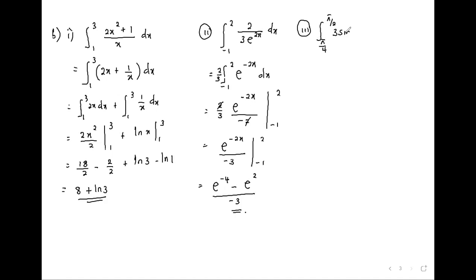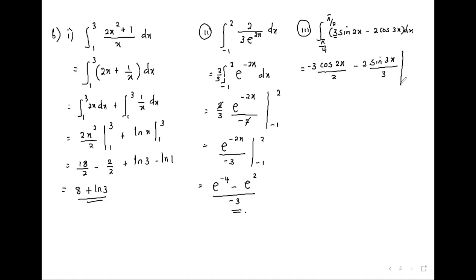3 sine 2x minus 2 cos 3x dx. So again, these 3 can go outside. Then we integrate sine. So we get minus cos 2x over 2. And then minus, that's 2. Then the integral of cos is sine for 3x again over 3.